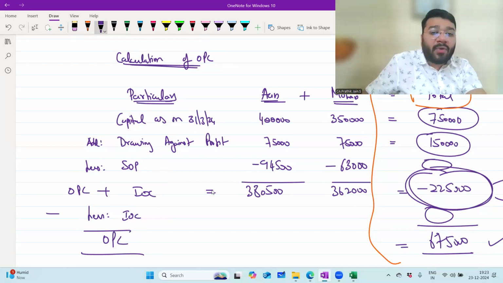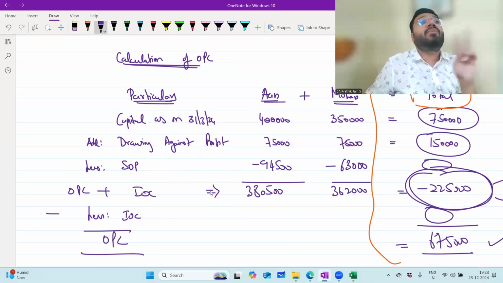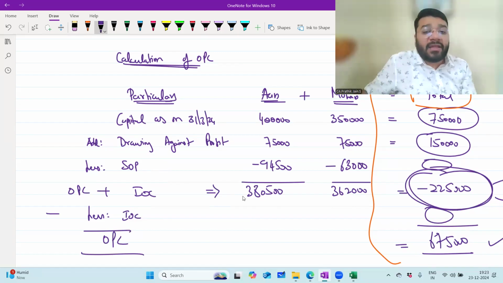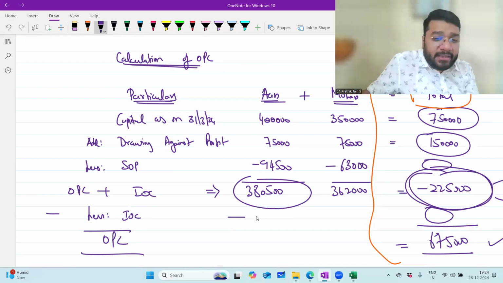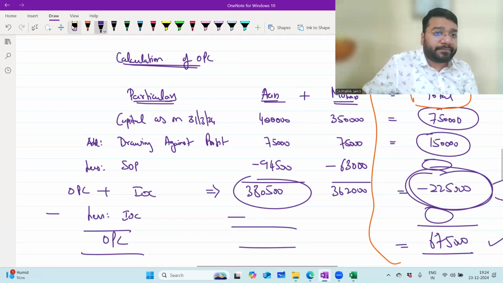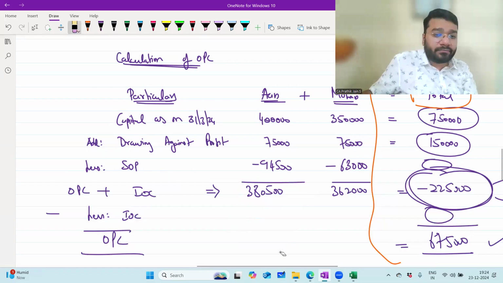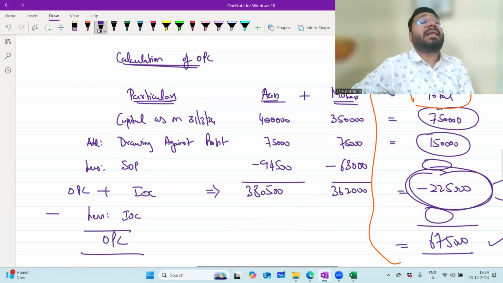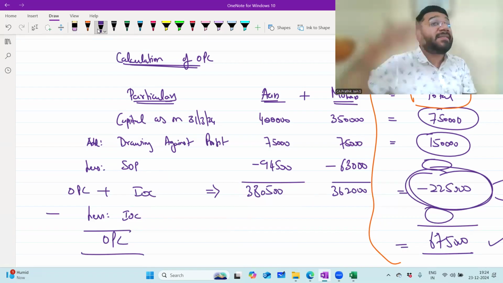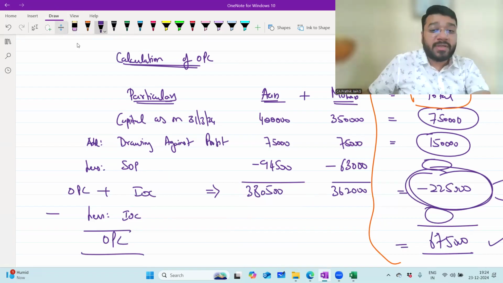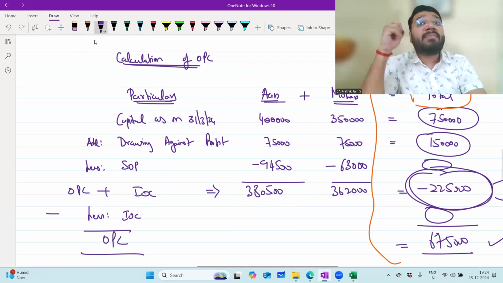Yes, sir. This answer is the sum total of two amounts. It has two components: one is opening capital, second is interest on capital. On this, if I minus interest on capital, I'll get the opening capital. Any problem here? No, sir. Now the question is, how do I get the individual interest on capital? There's no information given. So now you have to follow the vegetable vendor technique, the extraction process. Very simple. Remember the manager's commission.